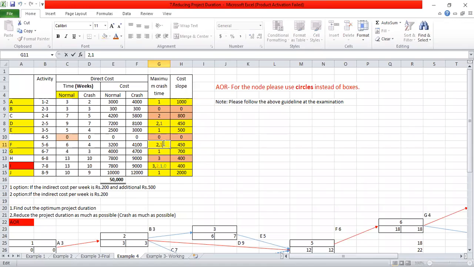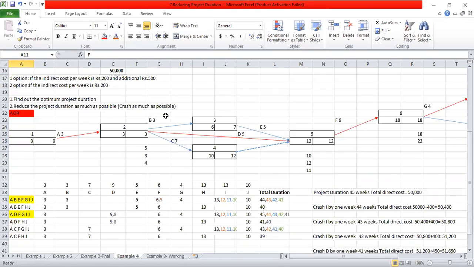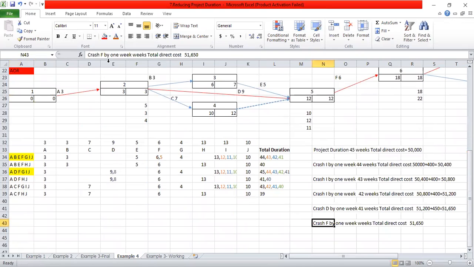Yeah, we can do it. We can crash the F activity by 2 days. So if we crash F activity by 2, it now becomes 0. That means F activity cannot be crashed further, right? I will cross the F activity. So crash F by 2 weeks. You have to make it 2 weeks, and after crashing F by 2 weeks, it should be 4 here.